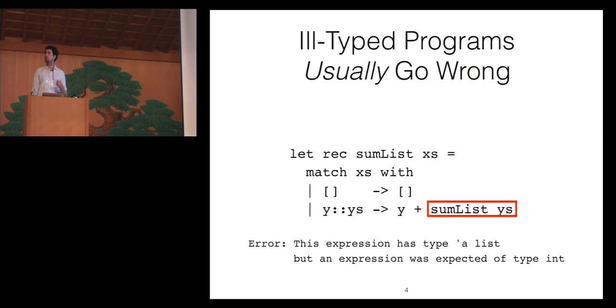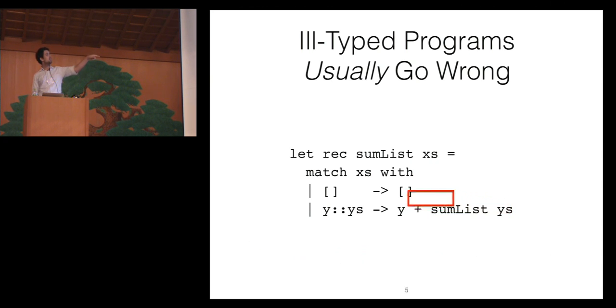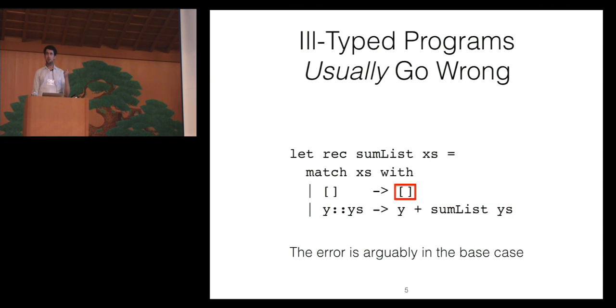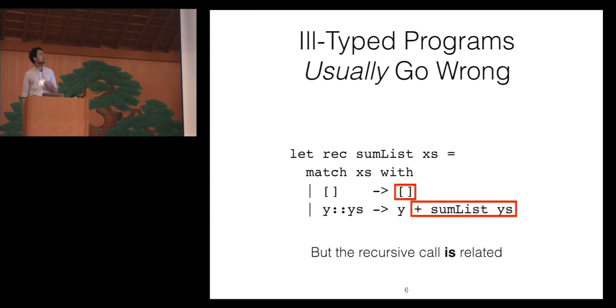Of course, a lot of us would probably look at this and say, well, the error is actually in the base case where we returned the empty list instead of 0. But on the other hand, the recursive call is related because that's where the int constraint is coming from. So perhaps we should highlight both of these expressions and slice out a relevant portion of the program. And you could even go a step further and draw a data flow arrow showing how the empty list flows into the recursive call.